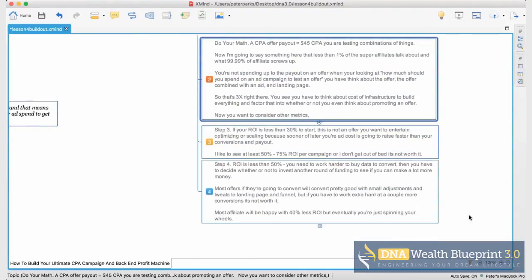So step 4 is if the ROI is less than 50%, of course, yes, you're going to need to work a little bit harder to buy data to see if you can get some conversions. Then you have to decide whether or not to invest another round of funding to see if you can make a lot more money.